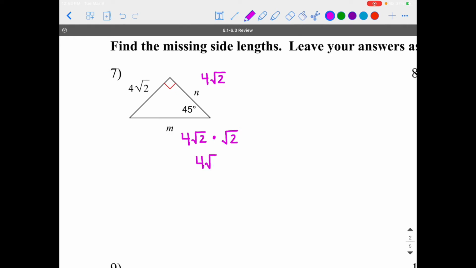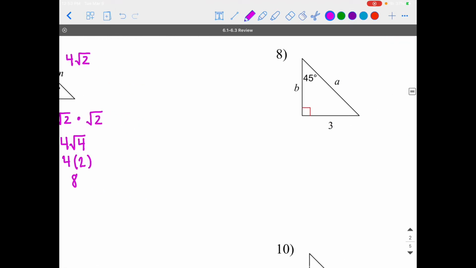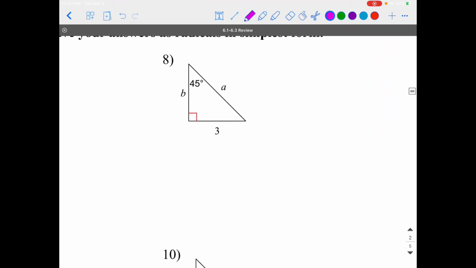This becomes 4 square root of 4. Square root of 4 is 2, so it's 8. Number 8, the legs are 3. Hypotenuse, you multiply by square root of 2.